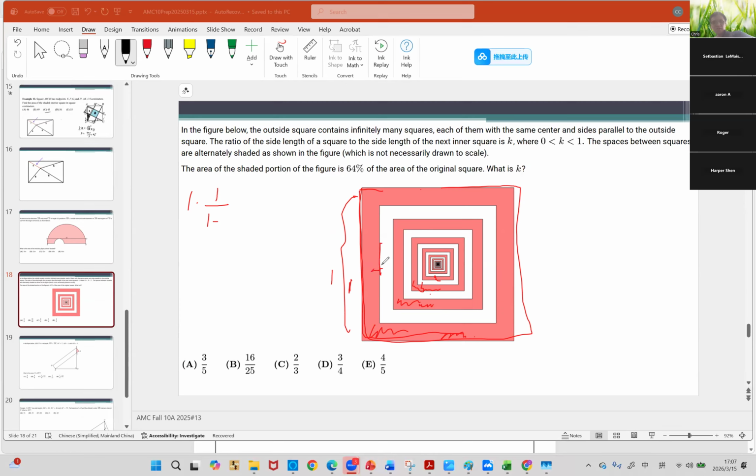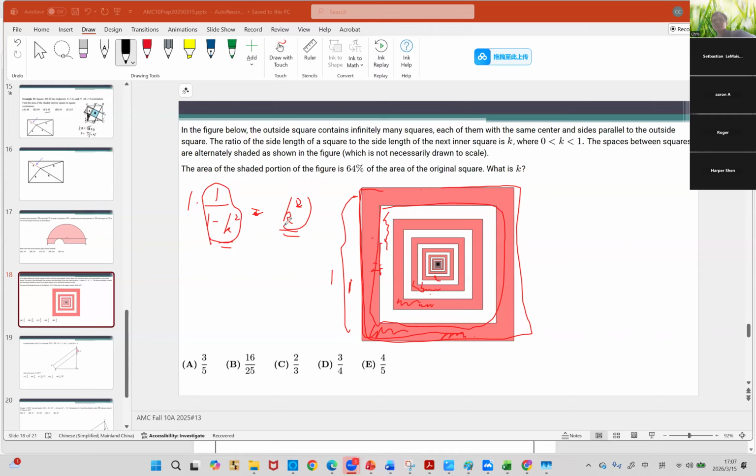because the adjacent one is k, so it's k squared. So it's basically one over this, for the infinite geometric sequence. But this doesn't matter, it's actually the same. What really matters is the difference between the shaded and the white one. The white one would be this area, which is k squared. The white one starts from the biggest one as k squared because the ratio is k, right?